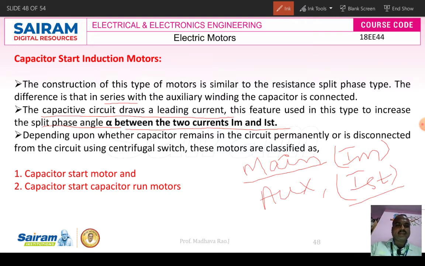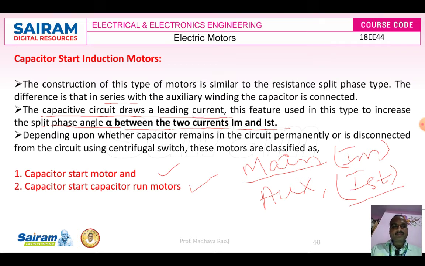So we will have one centrifugal switch. Using the centrifugal switch we can connect and disconnect the capacitor. According to this connecting and disconnecting of the capacitor, these motors are further classified into capacitor start motors and capacitor start and capacitor run motors. These are classified as with centrifugal switch and without centrifugal switch. We will see this in the next slide.